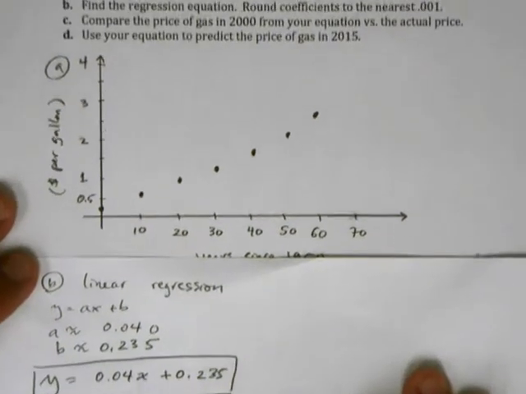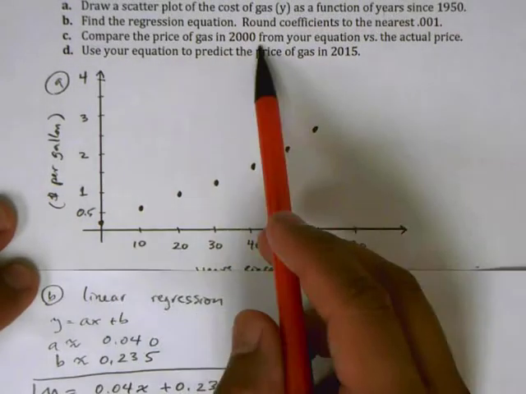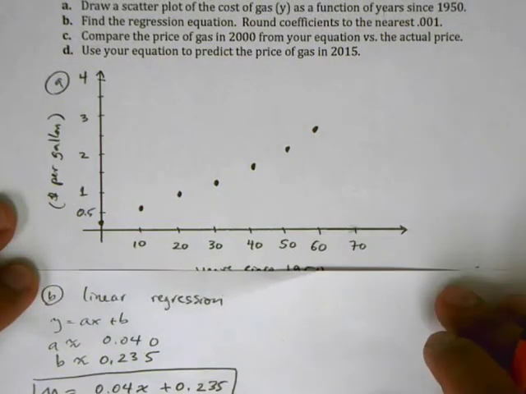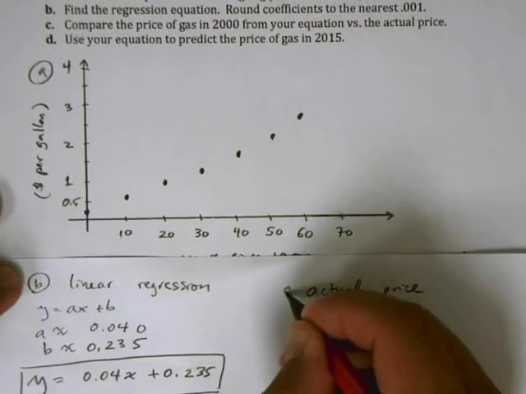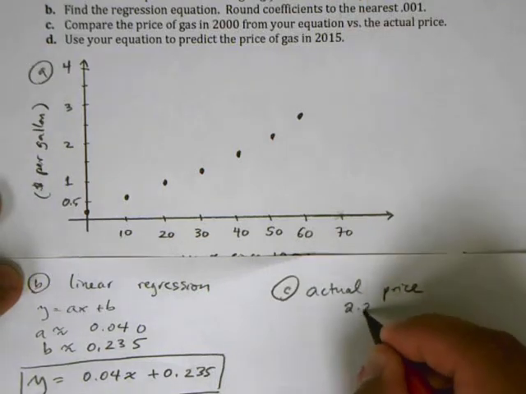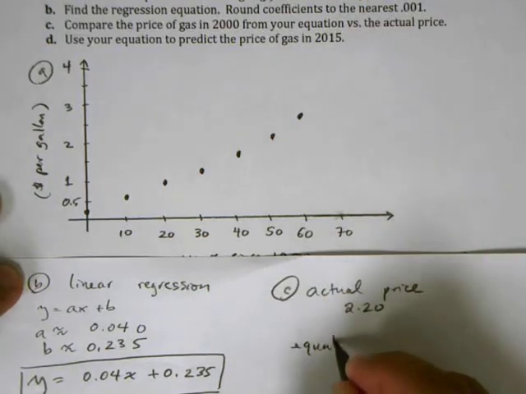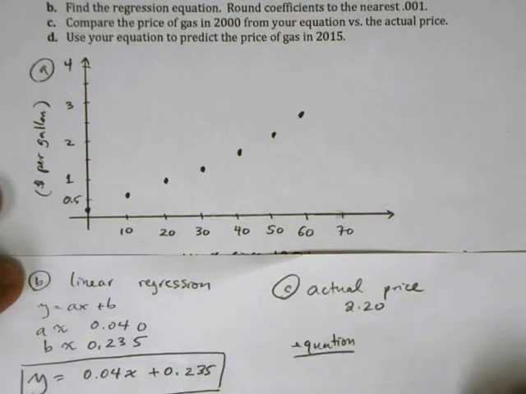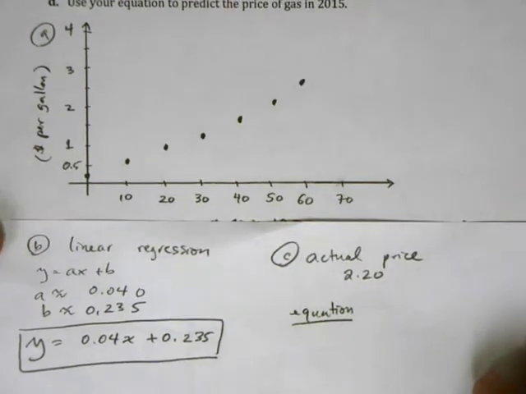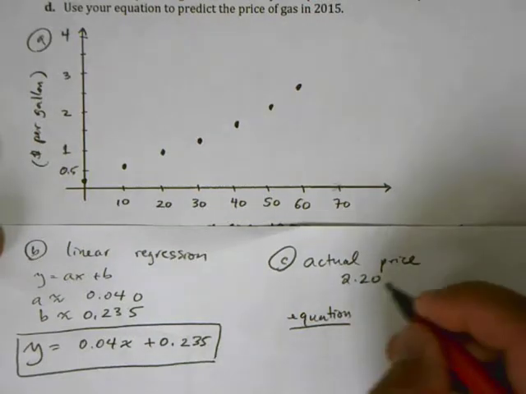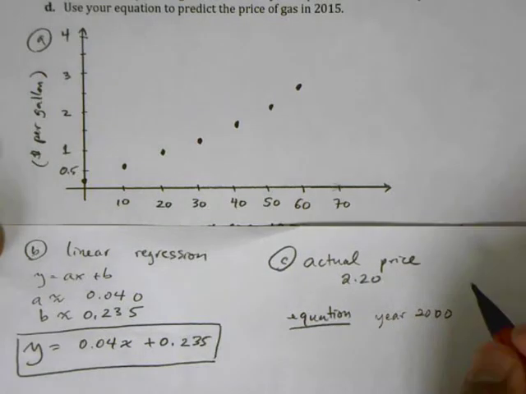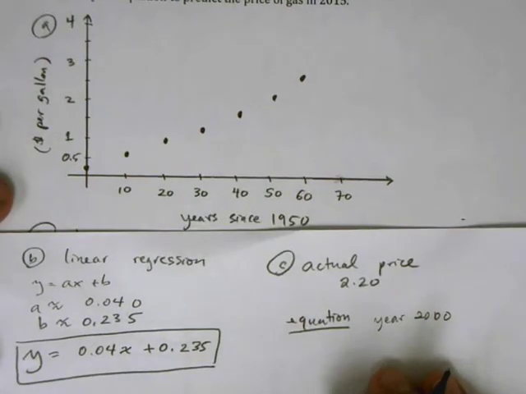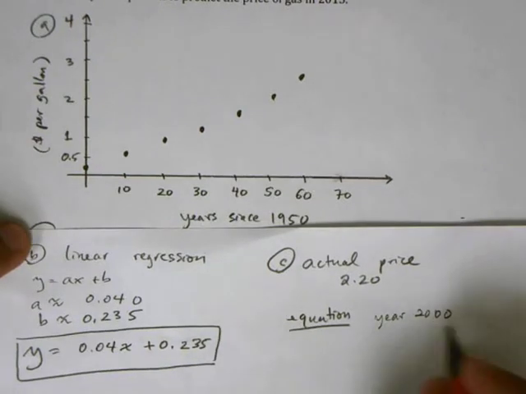Then for part C, it says compare the price of gas in 2000 from your equation versus the actual price. So the actual price in 2000 was $2.20, and let's see what the equation says. Okay, so this is a test of how good the equation is. If the equation is good and a good measure, the number should come in pretty close. Okay, and we're talking about year 2000. And remember, this equation here, we're working with years since 1950. So I'm not going to enter in 2000, I'm going to enter in 50, because that's how many years there has been since 1950.